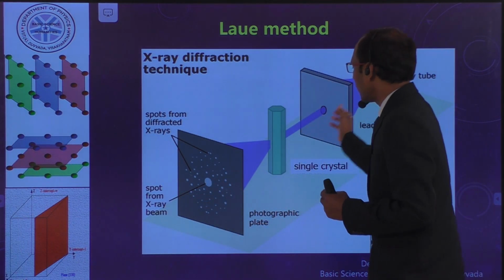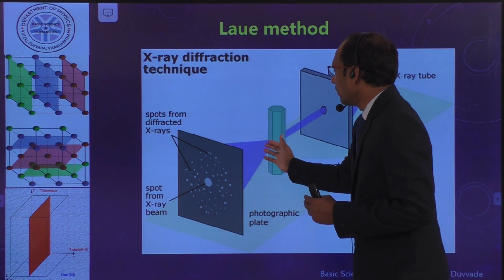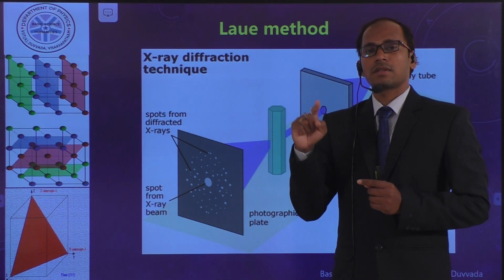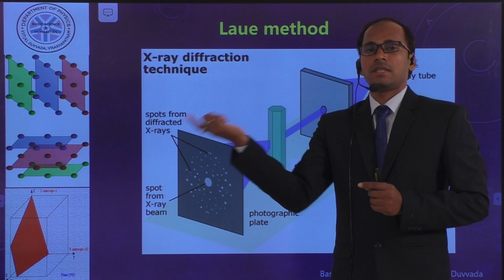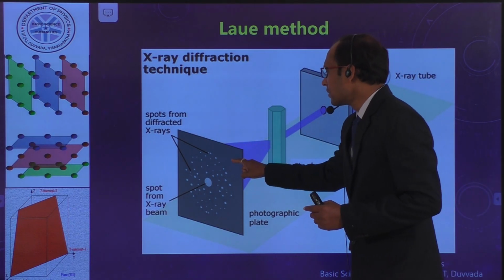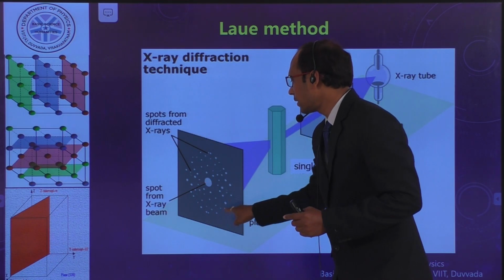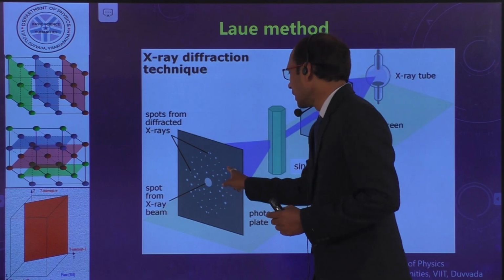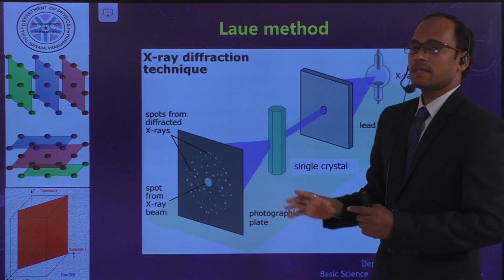For different lambdas incident on it, according to Bragg's law, 2d sin theta is equal to n lambda. If lambda is changing, theta is also changing. So different angles theta are there, so that you will get dots on the screen. This is the photographic film, so there you can see the spots. This is what Laue observed.